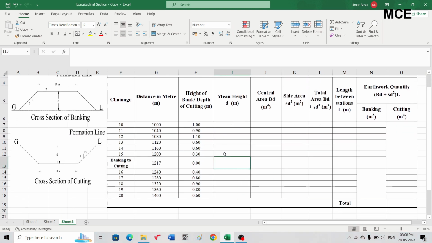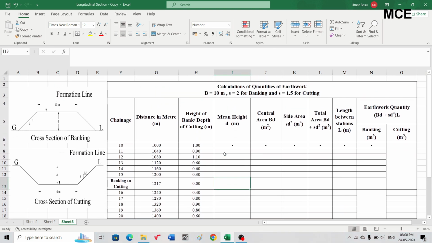After finding the height of bank and depth of cutting, you will draw a table in Excel having 10 columns. The first one is the chainage, then distance in meter, height of bank or depth of cutting, mean height, central area, side area, total area, length between stations, and earthwork quantity in banking and in cutting. The formation width of the road is 10 meters, and the side slope is 2 for banking and 1.5 in cutting. You can see the cross section for the banking, and the cross section for the cutting.